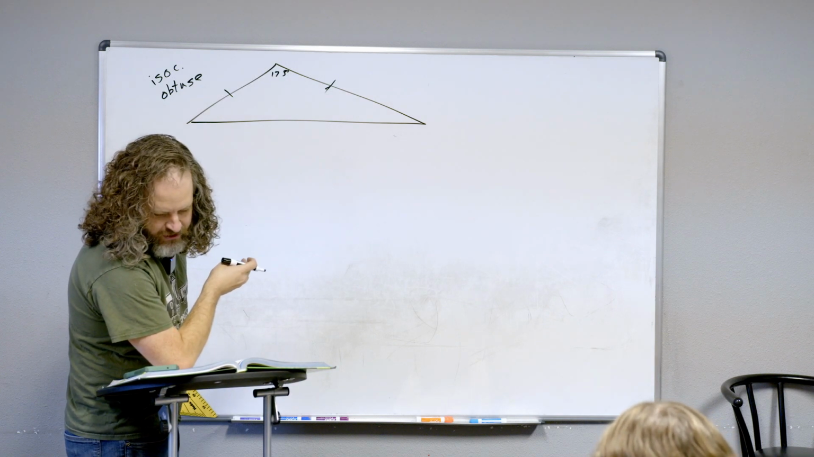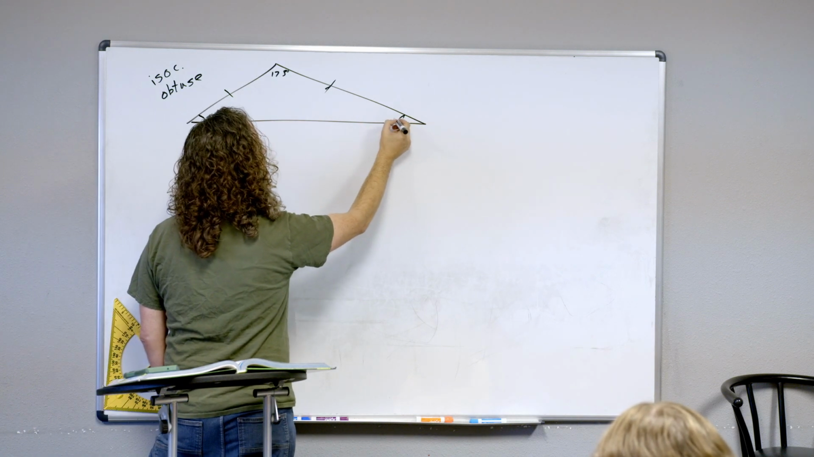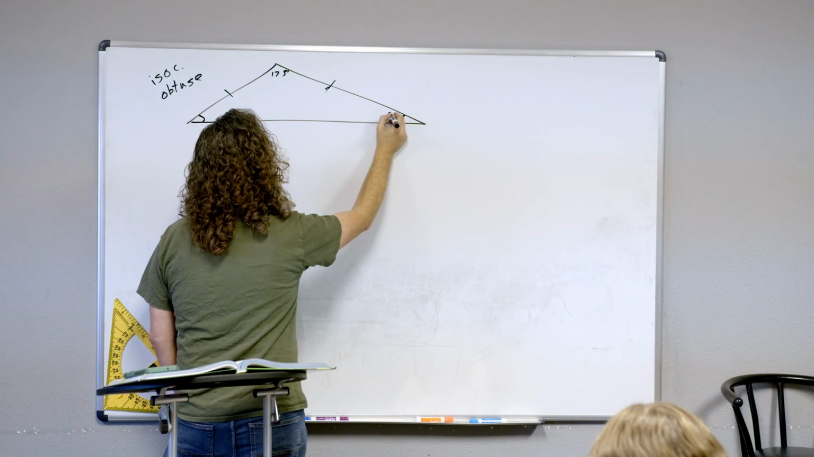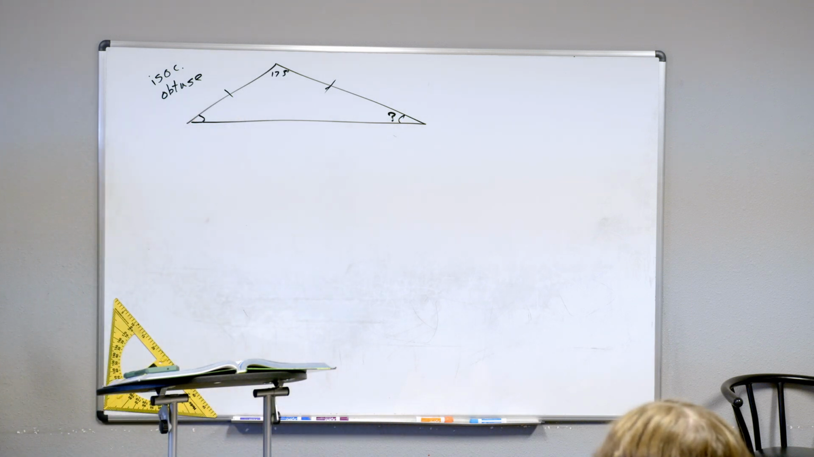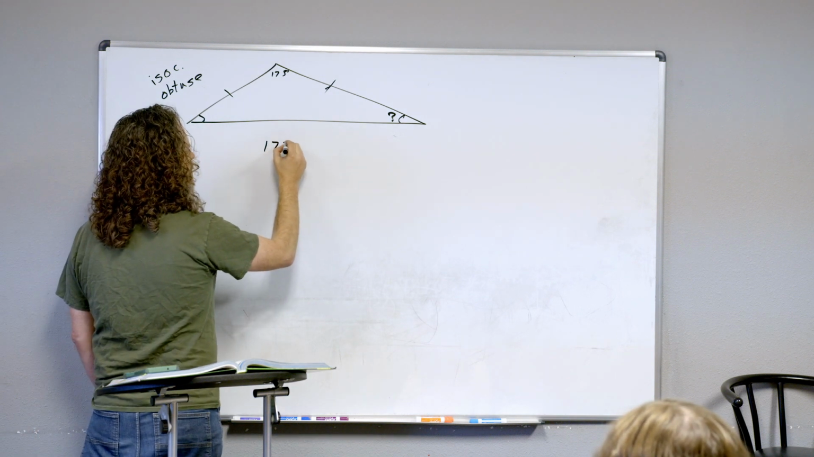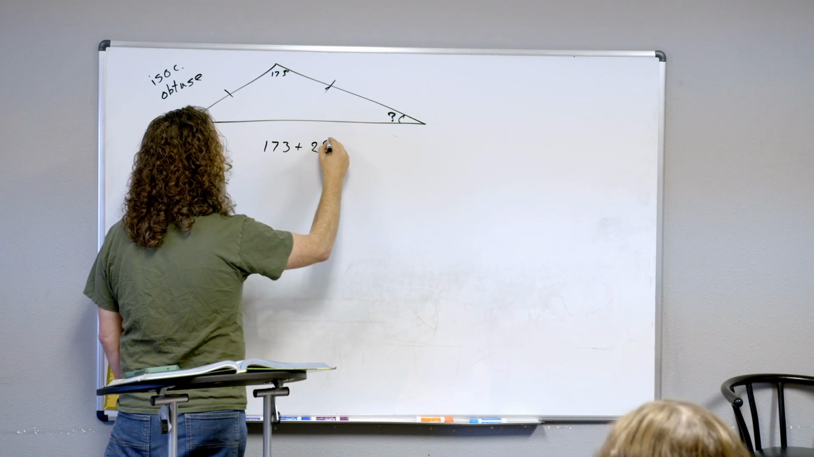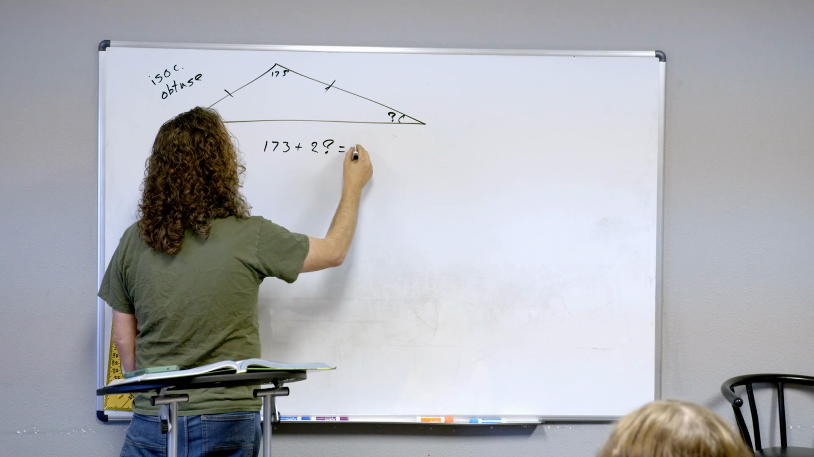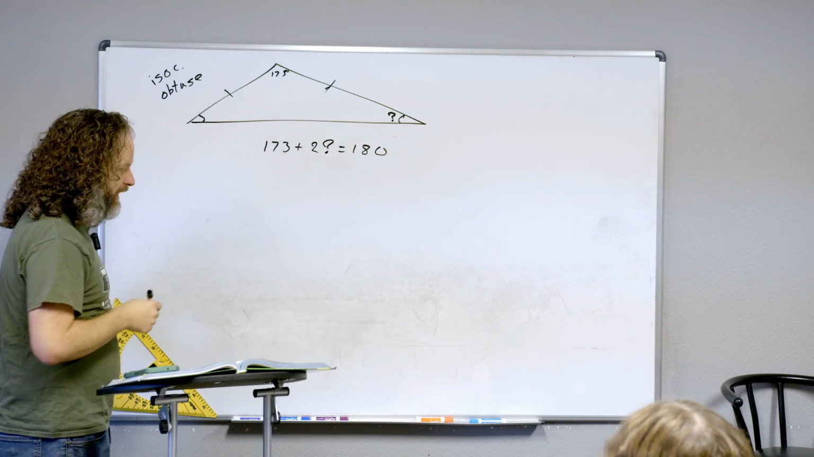Now for part B, the angles of ascent and descent are congruent. Find their measures. So this is congruent to this, so we need to figure out what that is. What piece of information can we use to figure that out? All three of them added up equal 180. So 173 plus 2 times our angle in question equals 180. So how do we solve that?